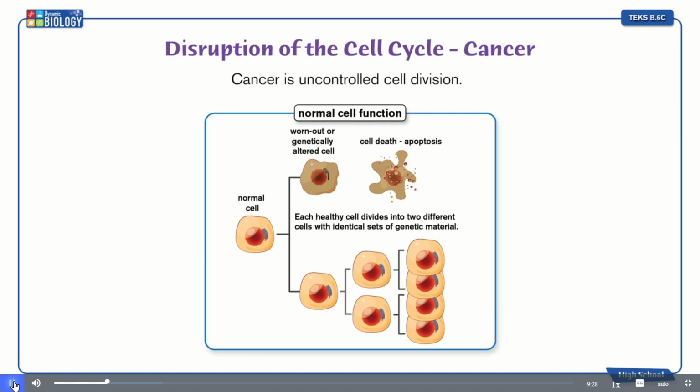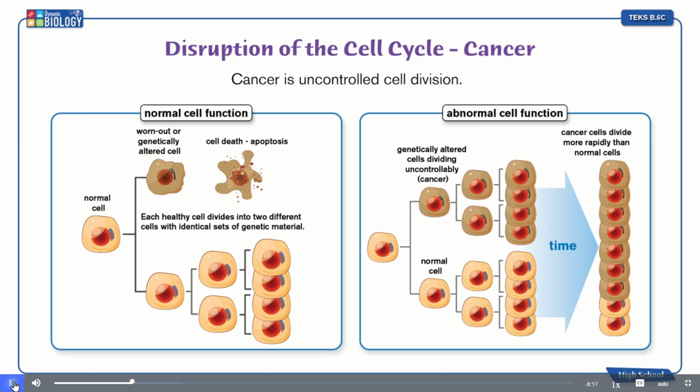Study the diagram of healthy cell division. Mitosis occurs to replace old or injured cells or for growth. Normally, when a cell is genetically altered beyond repair, it is programmed to die, a process called apoptosis. Healthy cells function until signals during the cell cycle tell them to divide, producing more healthy cells.